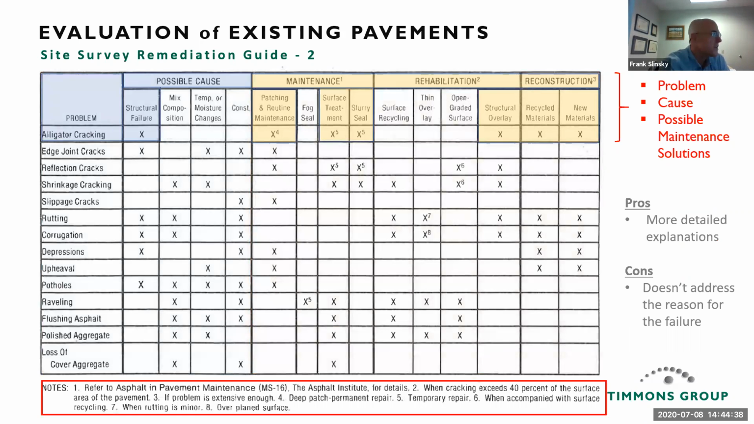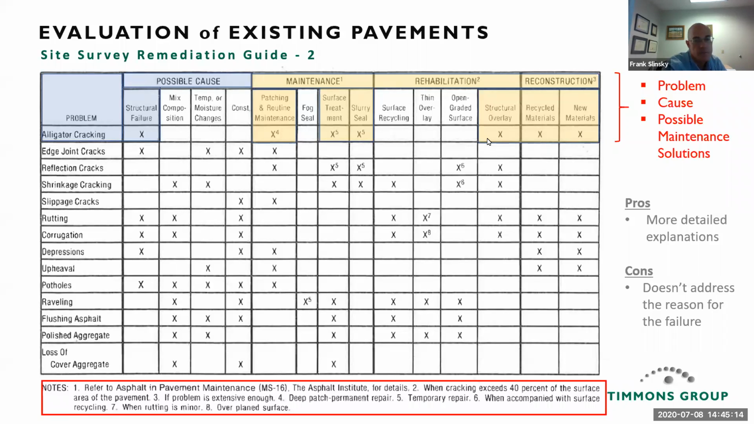So an example here is alligator cracking. You see that the possible cause is a structural failure. But then you go across, and based on the severity of it, you can maybe use the guide number 1, it shows that for just general maintenance, patching and routine maintenance, that applies. Surface treatment would apply, or a slurry seal.